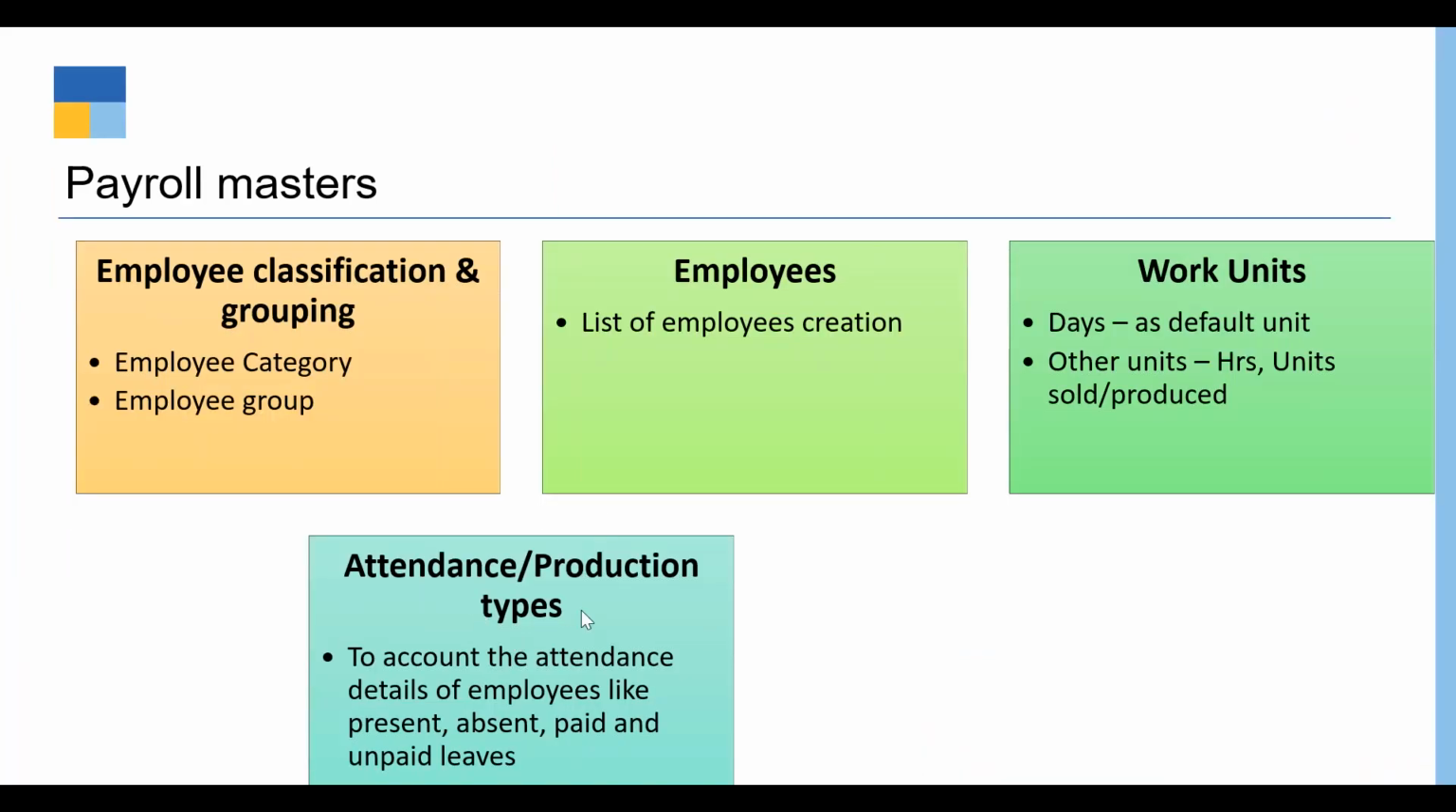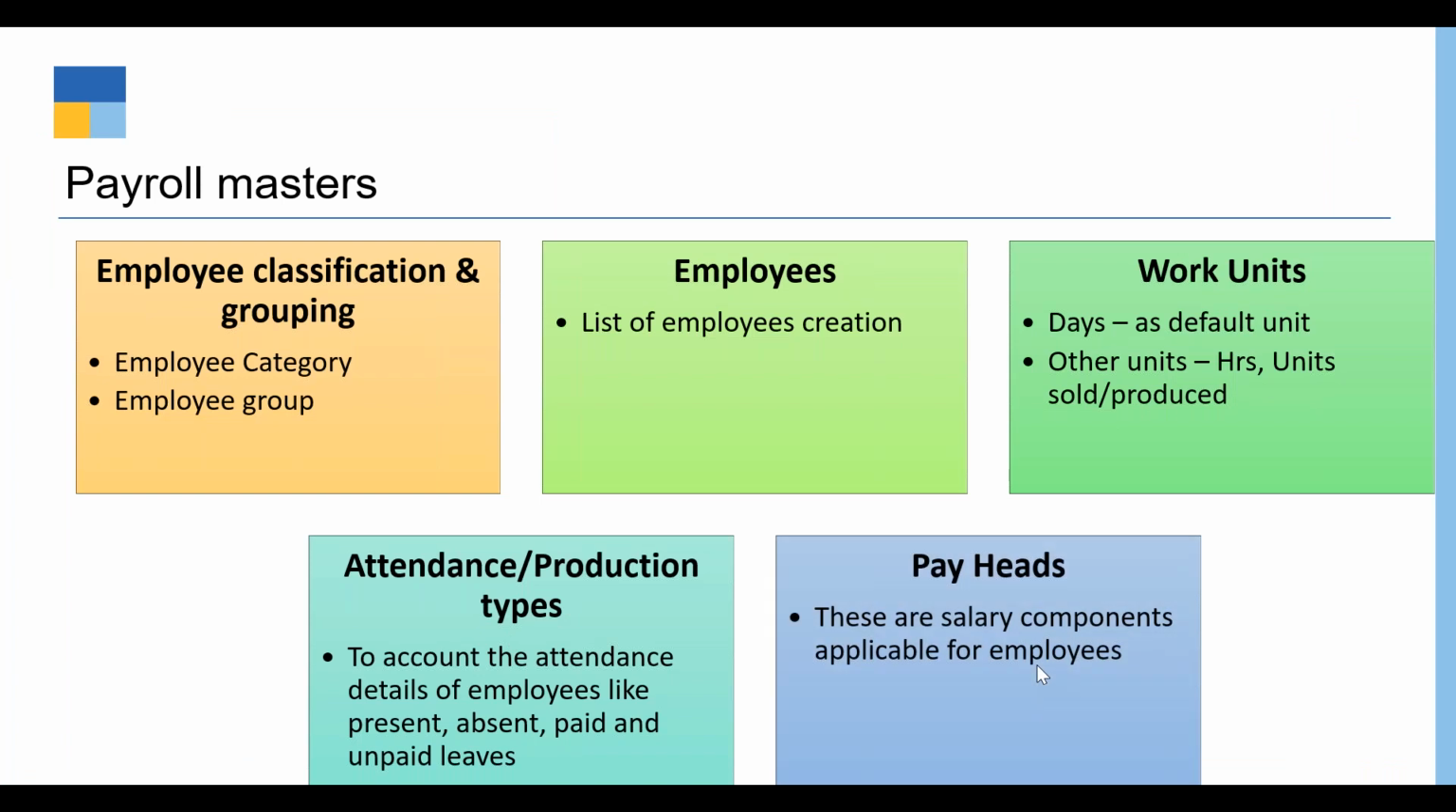Once we create different attendance or production types for the calculation of salary, next we need to define the salary components. When we talk about salary, salary has various components like basic salary, HRA, dearness allowance, different perquisites, different types of deductions as per the organization policy, and different types of statutory deductions, right? Different companies will follow different types of pay head components. Basic is majorly common across all organizations, but whatever different allowances the organization gives will vary from one organization to another, right?